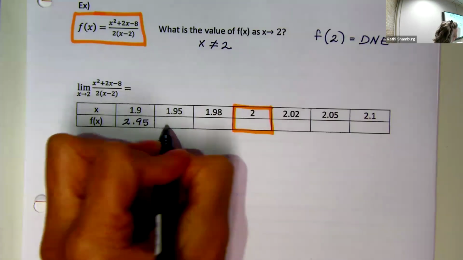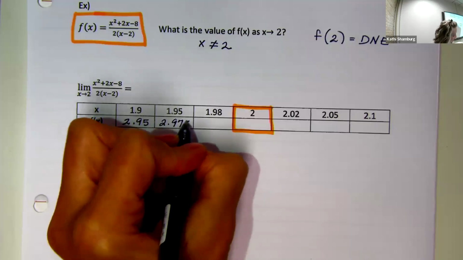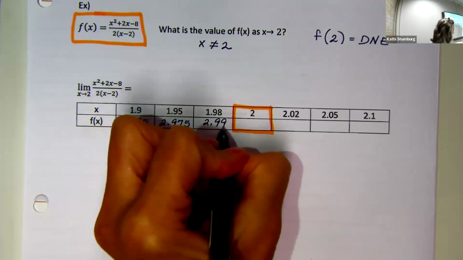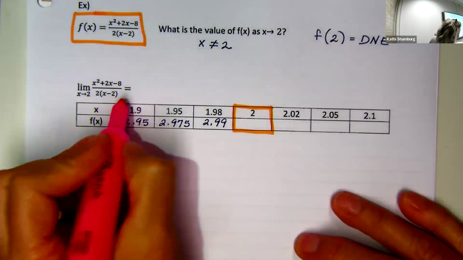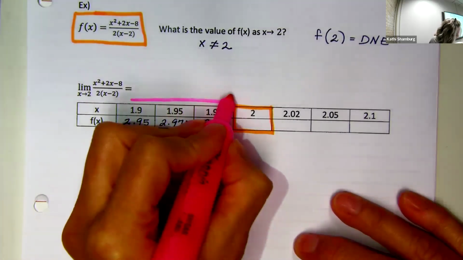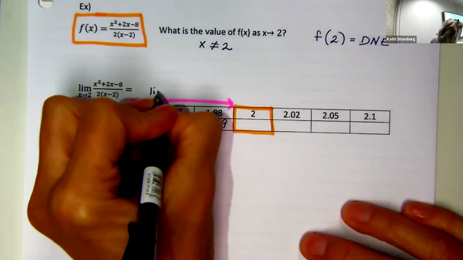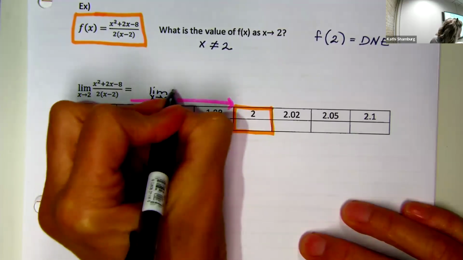2.95, 2.975, 2.99. Okay, so the limit, and I'll write this down. This right here would be, we're looking at what is the limit as x approaches 2 from the left.